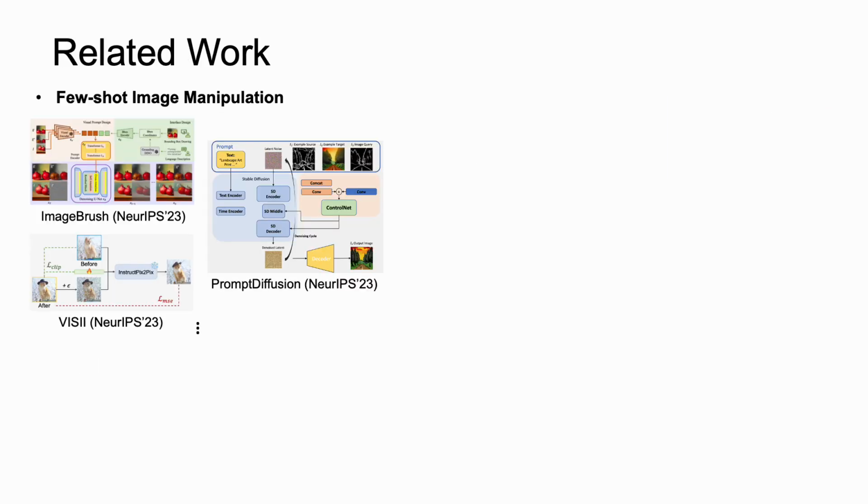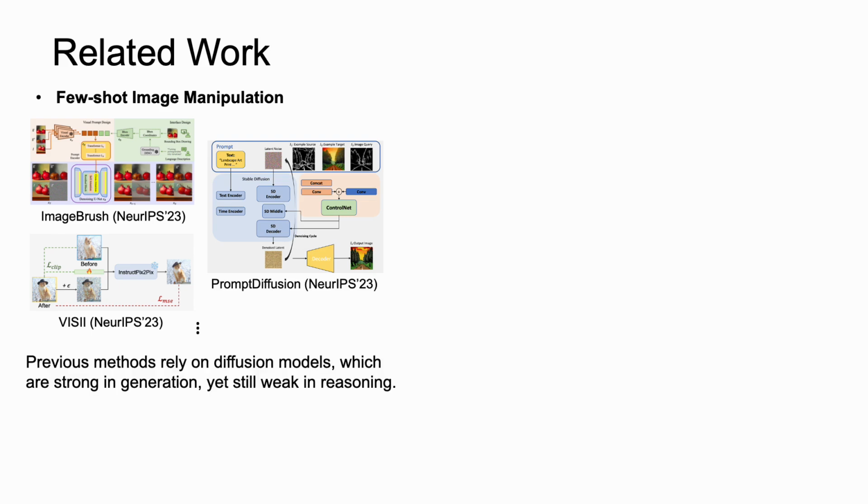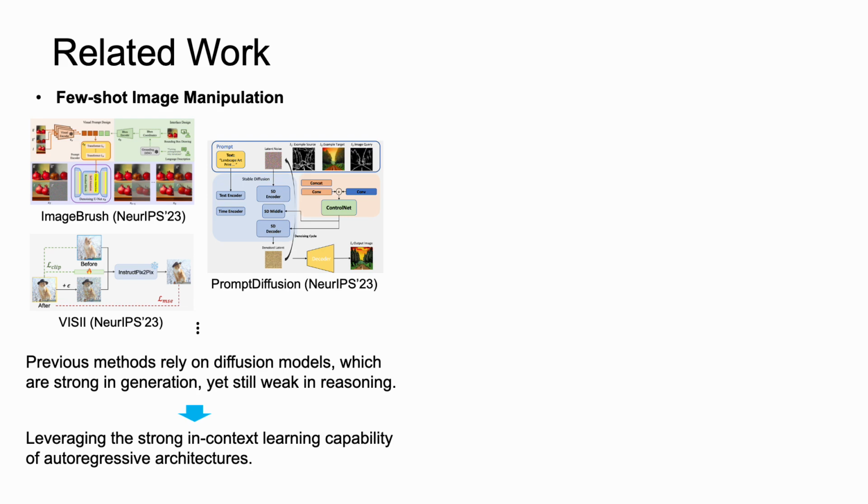Few-shot image manipulation has been studied in some recent work, such as ImageBrush, and Prompt Diffusion. All previous methods rely on diffusion models. However, learning from examples requires strong reasoning capability. Diffusion models are strong in generation, yet still weak in reasoning. In contrast, autoregressive architectures, especially large language models, have shown remarkable reasoning performance that enables them to learn new tasks from prompts without fine-tuning, which is known as in-context learning.